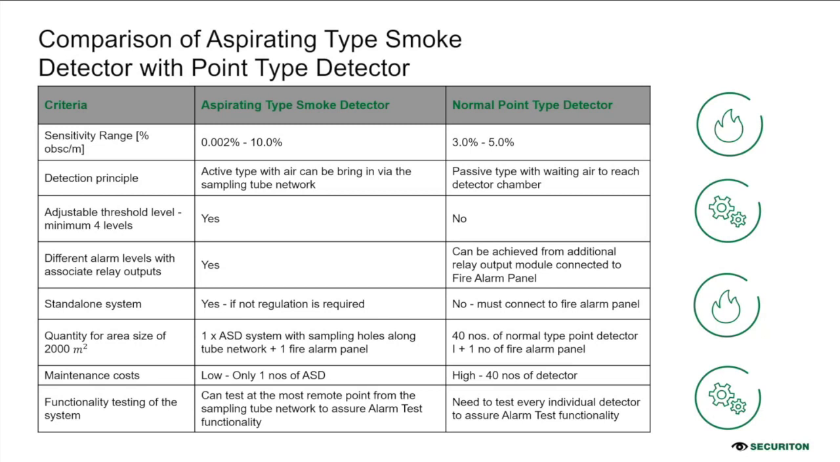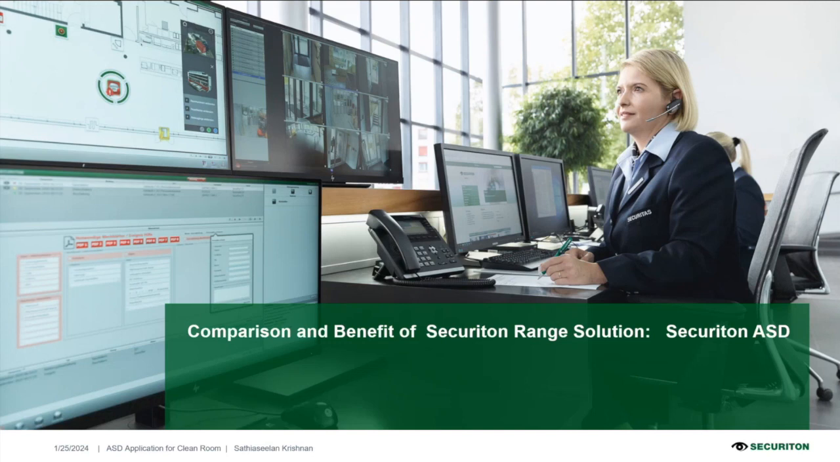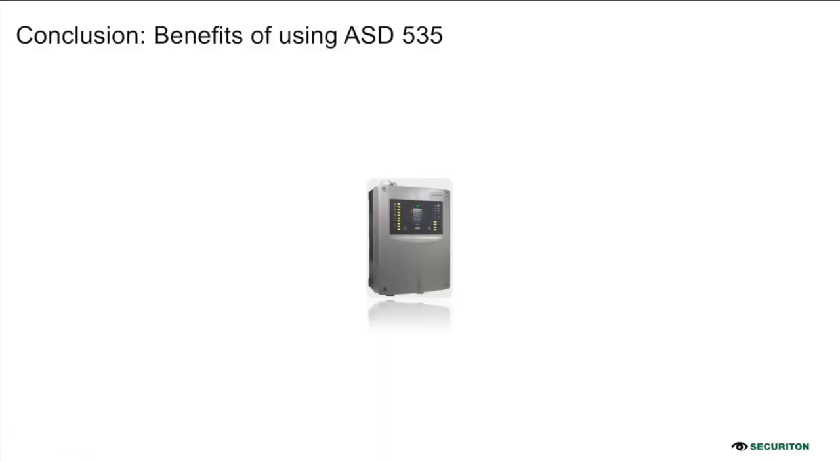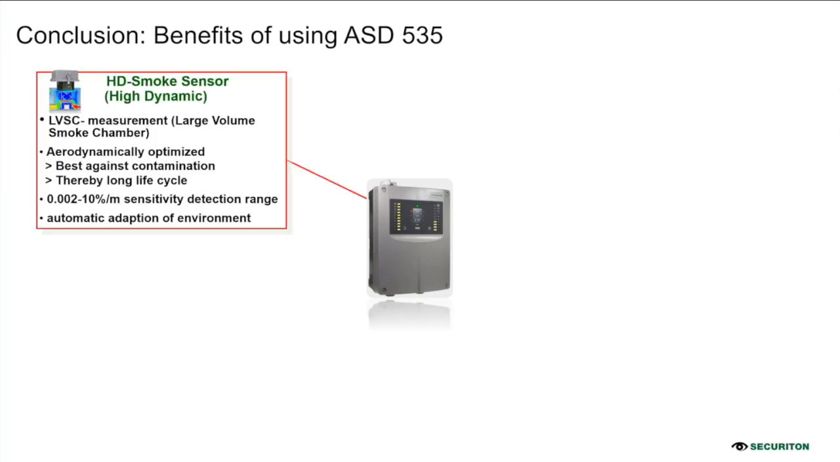Okay, so this actually gives you a clear picture why ASD plays a major or a better contribution in terms of BAS detection compared to a point detector. So with that note about the information, we will go into the benefits of using our ASD 535, whereby we have a large volume smoke chamber type of smoke detector for early detection.